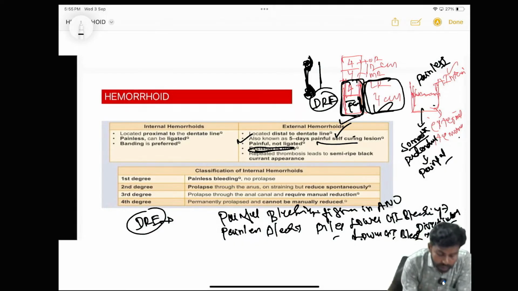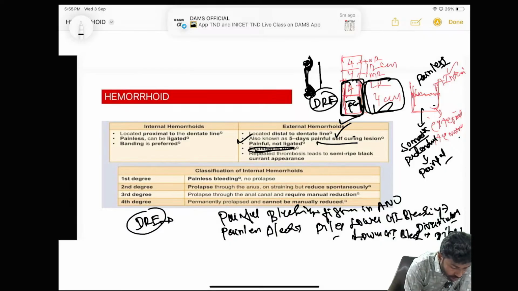Suppose if you want to see the middle rectum and upper rectum, what is the investigation of choice? To see the middle rectum, you need another 4 centimeter, no? Only 8 centimeter is reached with the finger. So you have to add another 4 centimeter, and that is proctoscopy. The length of the proctoscope is 13 centimeter.